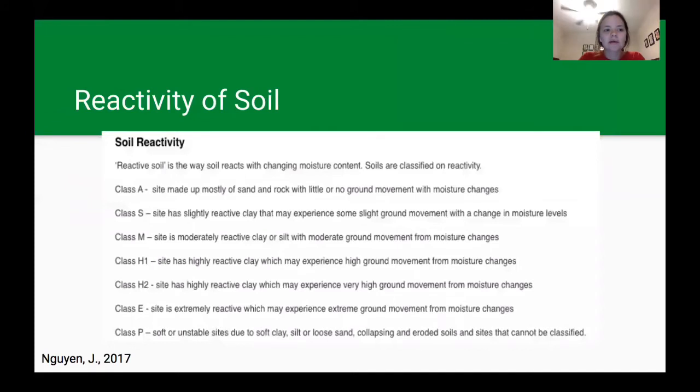And then the last chemical property that we looked at was the reactivity of soil. One type of soil reactivity looks at how soil reacts and changes to different moisture contents of the soil. This graphic just shows how they classify it. So class and then a letter, sometimes a number, just kind of goes over how they classify each soil based on the moisture content and how it changes as the moisture changes.